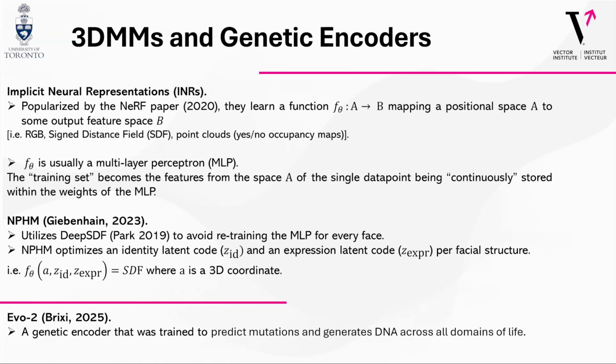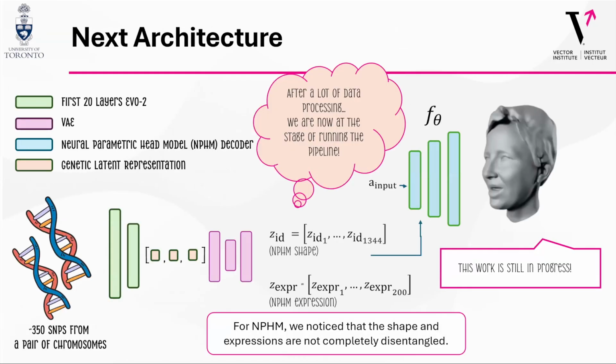Okay, and as for the genetic encoders, now we have one side of the spectrum, which is the NPHM facial structure reconstruction. How about from the genetic side? There are these guys from the Arc Institute that have done amazing work trying to basically boil down the entire genetic material of every living being into this autoencoder that has been used in everything. And specifically, we can use the first 20 layers of those to have an accurate representation for the SNPs that we have in our dataset.